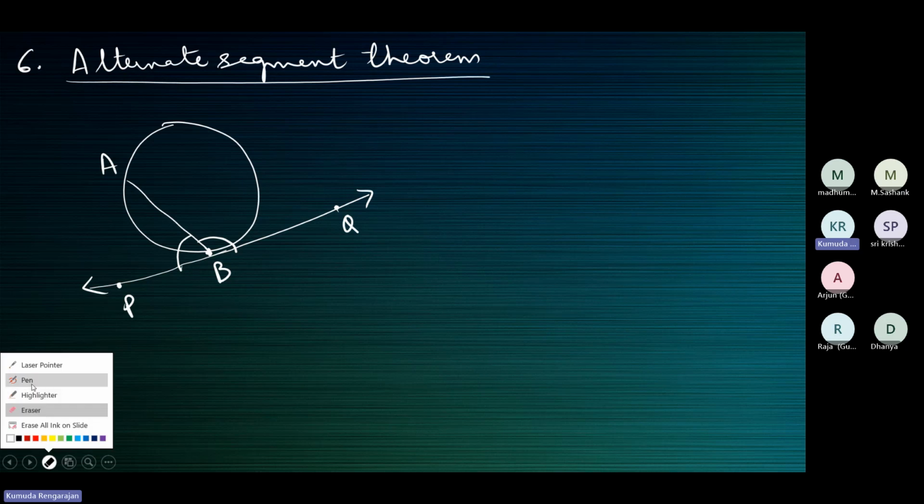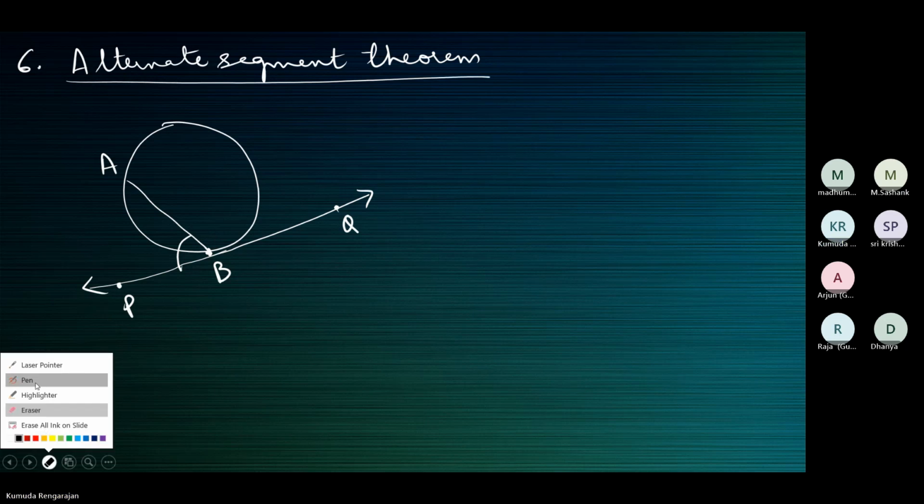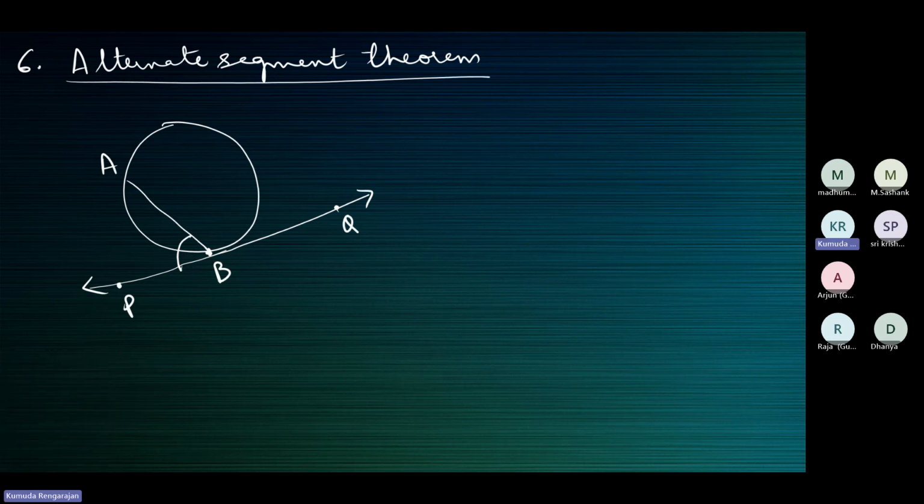Okay. Now we'll take up the angles one by one. We will take up this first. This is the angle between the chord and the tangent on one side. Now this angle crosses through this segment of the circle. So for this angle, this is the alternate segment.